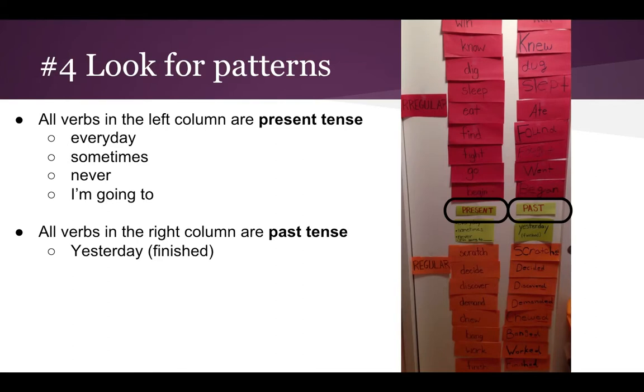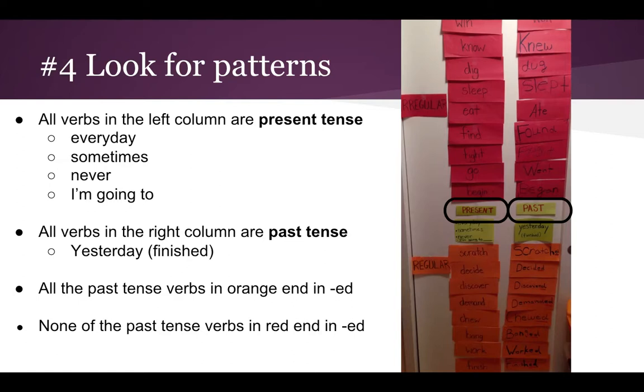They also noticed that all of the verbs in the right column were past tense, which the definition that I had identified was words we would use to talk about yesterday or things that were finished. Again, they came up with that grammatical term, which we created and posted on the board. They also noticed that all the past tense verbs in orange, which are on the bottom half of the screen, ended in -ed, but none of the past tense verbs in red ended in -ed. So that was an opportunity for us to talk about regular and irregular verbs.